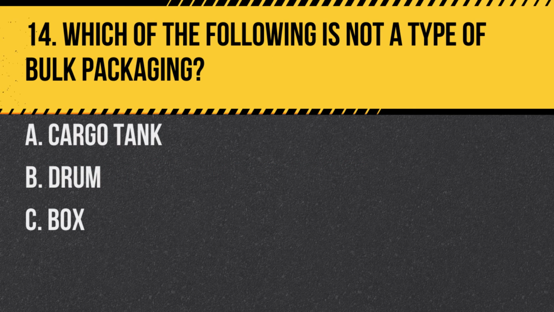Question 14. Which of the following is not a type of bulk packaging? A. Cargo tank. B. Drum. C. Box. Answer: C. Box. Bulk packaging includes larger containers like cargo tanks and drums.